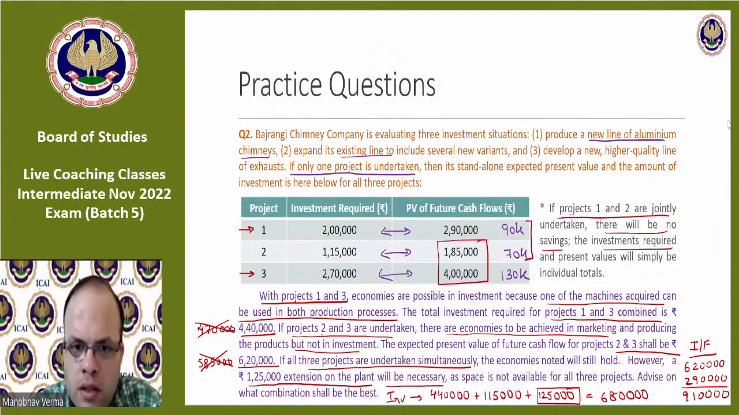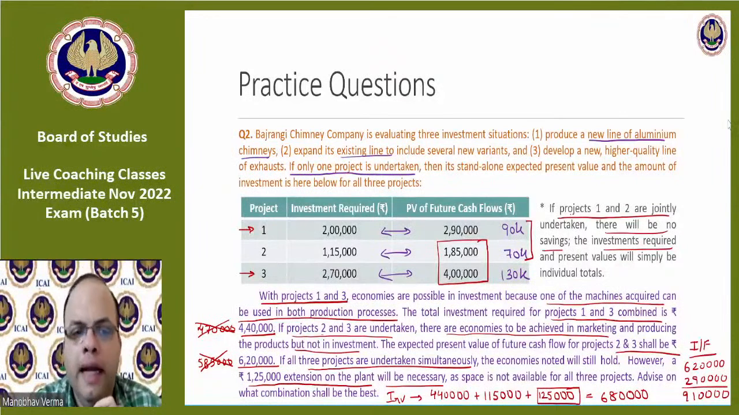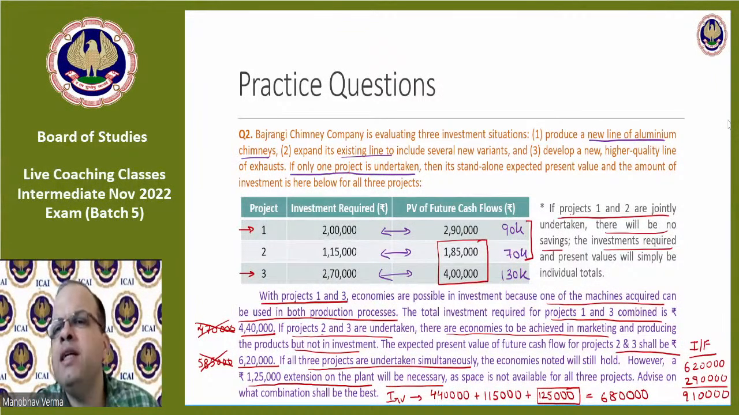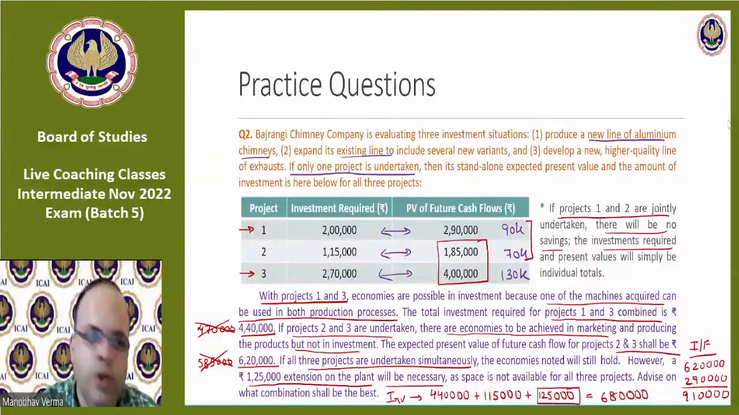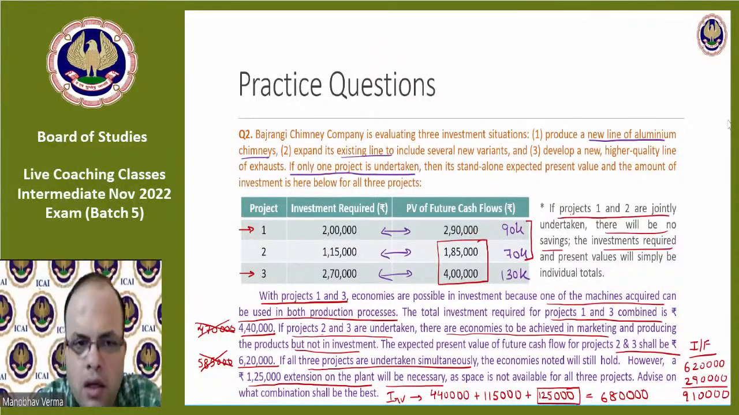That means if I see the requirement of this question, advice on what combination shall be best. I'm seriously bamboozled by the question. But at the same time, if I just keep it simple, do you agree that it's actually not complex? We just have to compare the NPVs of all the possible combinations.